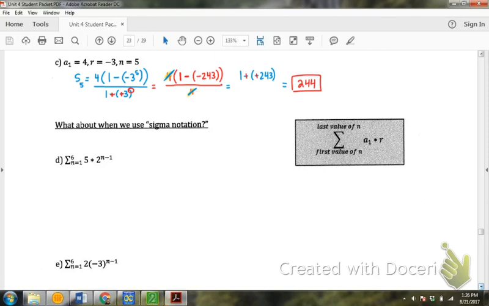Okay. Now what happens when we have sigma notation? So here's the thing. Your A1 is going to be there at the bottom. Sorry, let's back up. Your A1 is this number in front. It's the first number you see. Your R value is going to be what's being multiplied.